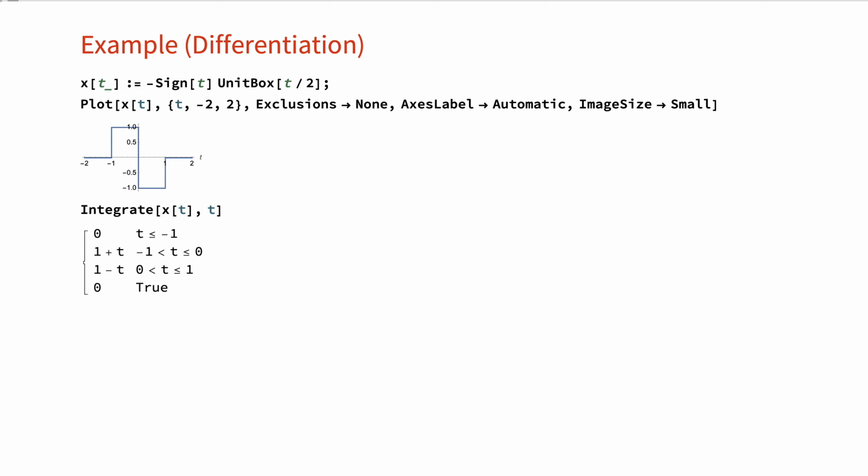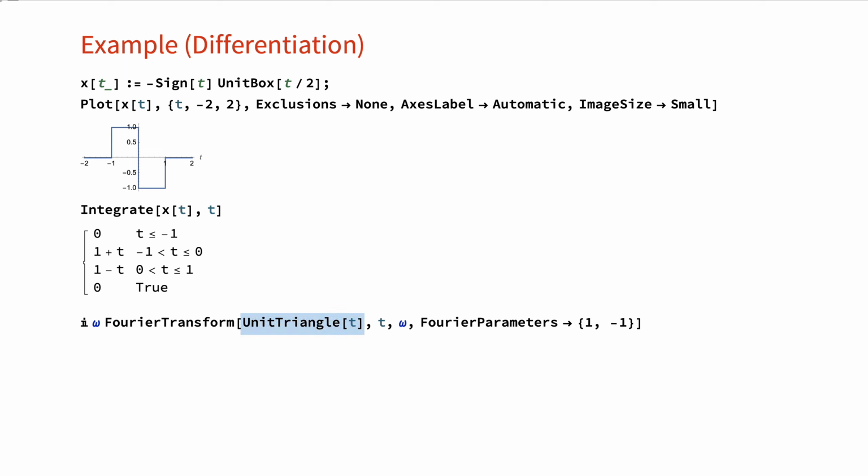Therefore, according to the differentiation theorem, the Fourier transform of the signal x of t equals j omega times the Fourier transform of the unit triangle. If you take the Fourier transform of the unit triangle, we get the Fourier transform of x of t. We can check our results by comparing this value with the Fourier transform of x of t directly, and they are equal.